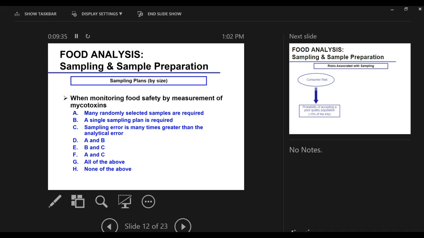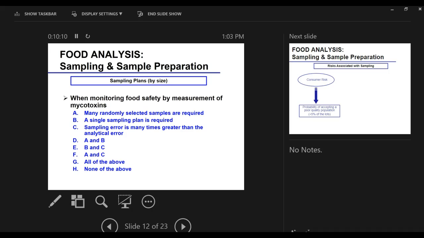A and C. How does A and C? Amanda? A is correct, C is correct. So A and C, because mycotoxin is an attribute that is not normally distributed, so you might have fungal growth on a certain area of the food or in the lot. So it won't be distributed equally or normally within your sample. So you want to make sure you take out a lot of samples to ensure that you don't have mycotoxins.